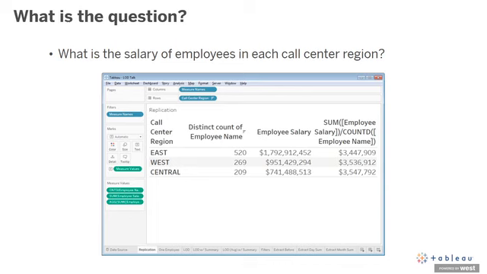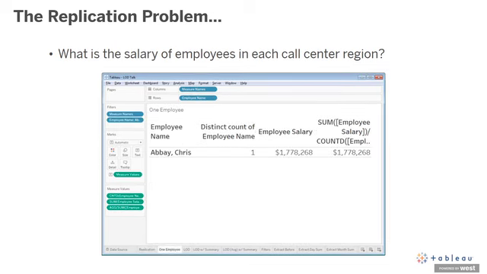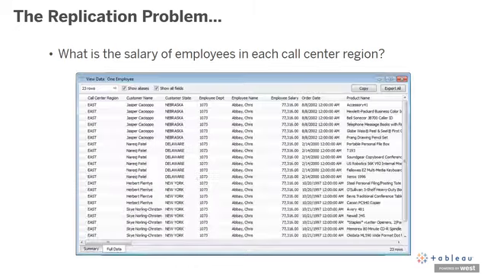So let's dive in a little bit under the covers and see what's going on. And this is what we call the replication problem at Tableau, and it has to do with what the level of detail of the data is. So if we look more deeply at one employee, we can see that, yes, indeed, it looks like we're paying this employee $1.7 million, which I may know is incorrect. And so using Tableau, it's nice we can drill down into the data a little bit, so we can look at the underlying data.